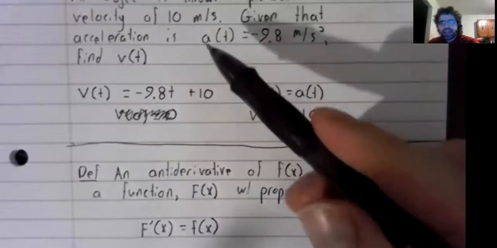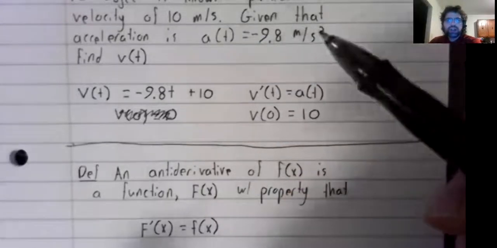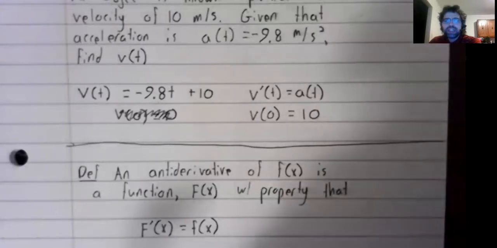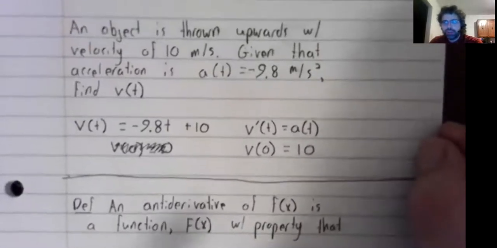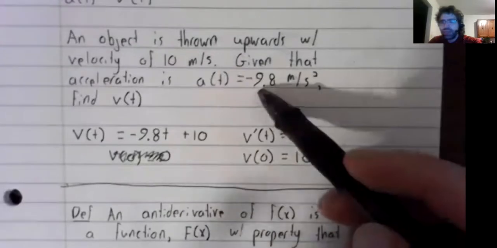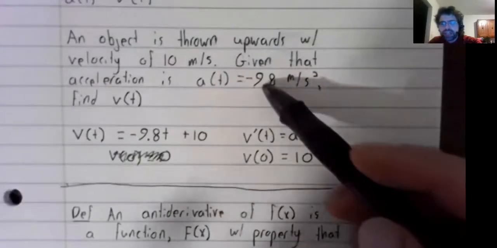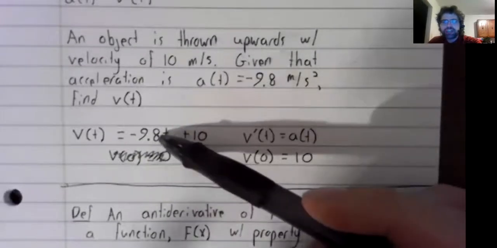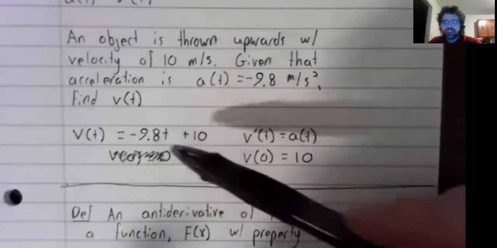And what we had up here was a concrete example where we needed to find an antiderivative to solve a problem, where given the derivative of the velocity, we're asked to find the velocity.